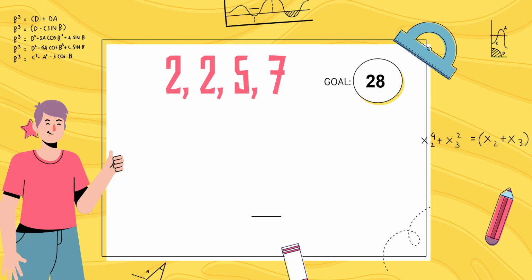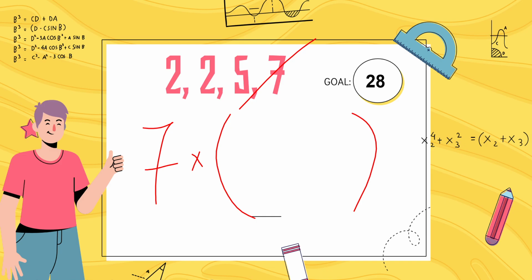So, the first thing that comes to my mind is 7 multiplied by 4 is equal to 28, right? But I do not have 4. 7 multiplied by, I'll need some brackets here. I need to get 4. How do I get 4 using 2, 2, and 5? Wait, what if I say 5 minus and I divide 2 by 2?